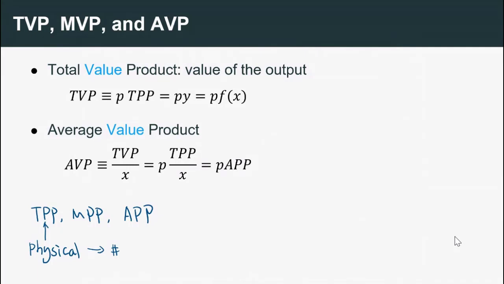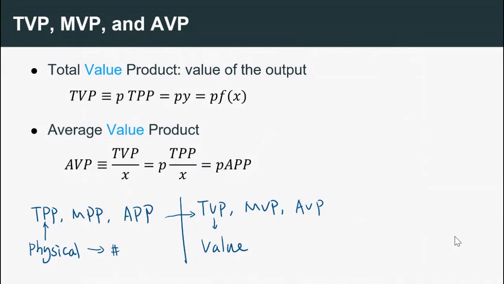Now the TVP, MVP, and AVP are very similar to those three physical concepts. But the difference here is that the V in the middle becomes value. So the difference between them is that TPP, MPP, and APP are physical concepts, and you need to assign some dollar values to your outputs. If you do that, then we get the three value concepts.